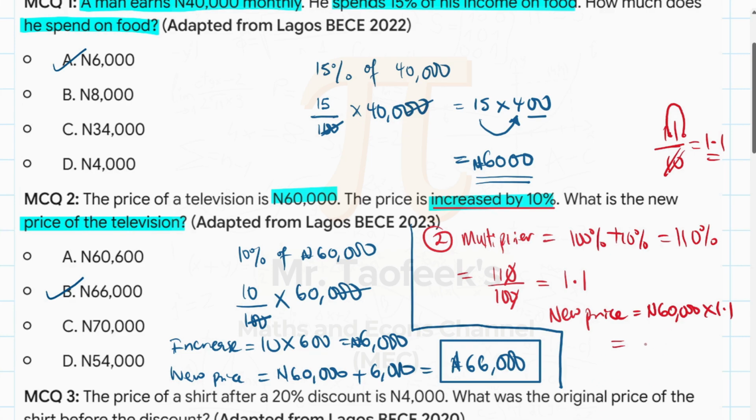I'll just do one of the zeros in the 60,000 multiplied by 1.1. That will give us what? 11. So from the 60,000, I multiply the 1.1 by 10. So I have 6,000 left, and then times 11.